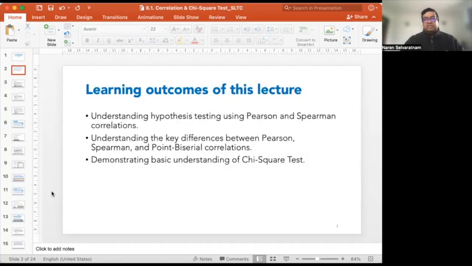Now, these are the learning outcomes of this lecture. The first one is to understand hypothesis testing using Spearman and Pearson correlations. Then we'll be understanding the key differences between Pearson, Spearman, and Point-Biserial correlations. Then demonstrating a basic understanding of the chi-square test is the next bit that you would want to go through here.